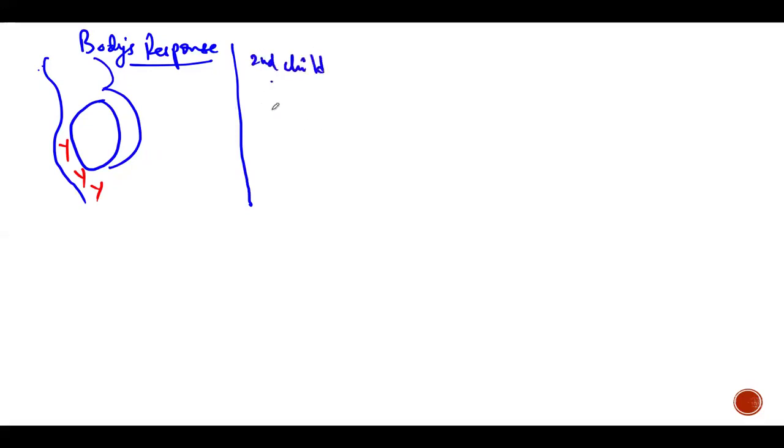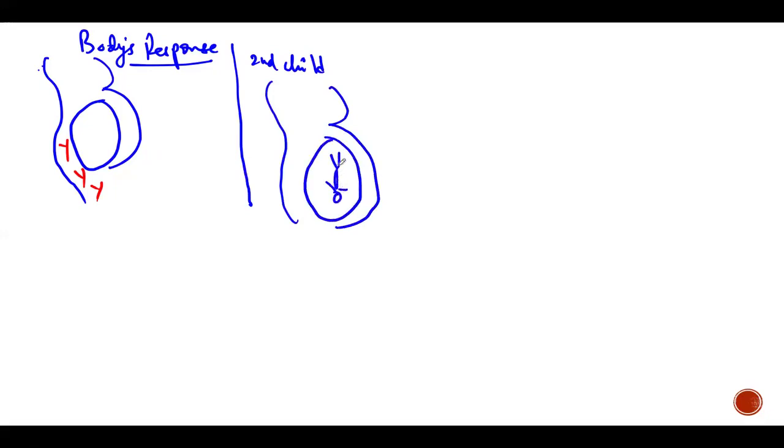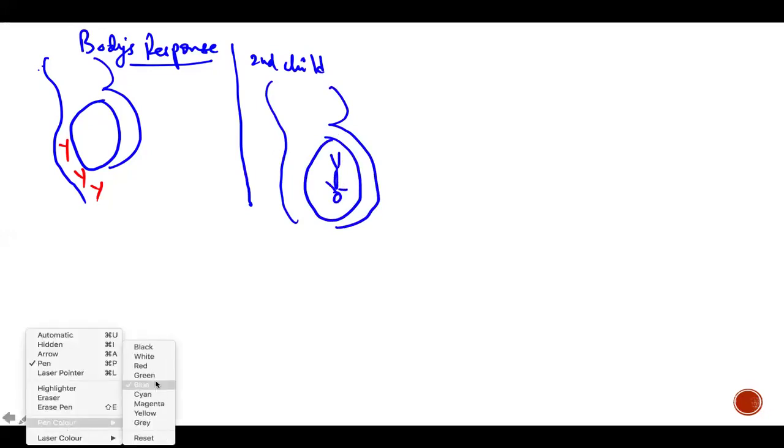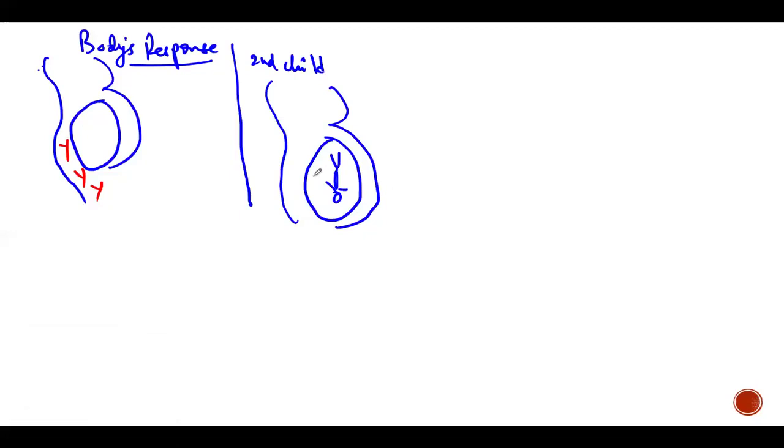So again, the same mom. And there's another child. And what is this blood group? It's again an Rh positive. And this is negative. What do you see different?